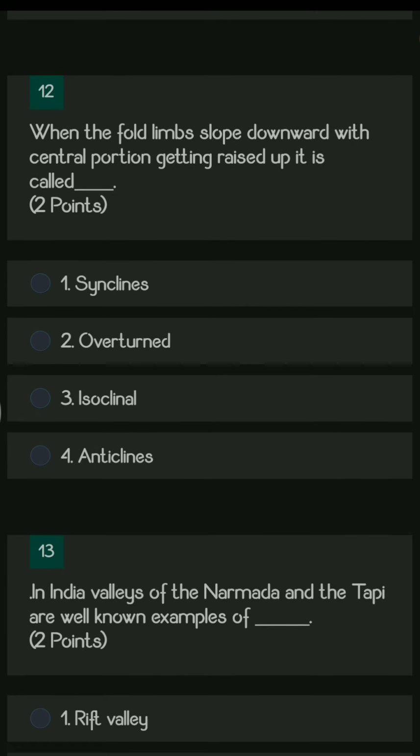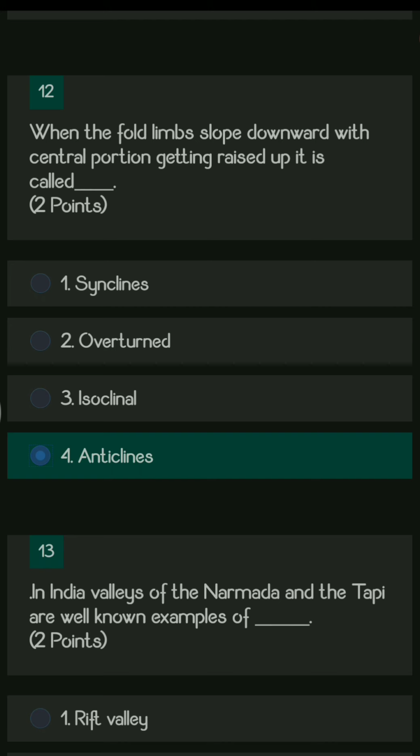Next question: when the fold limbs slope downwards with the central portion raised up, it is called dash. The options are synclines, overturned, isoclinal and anticlines. The right answer is anticline. Whenever there is a downward slope with the central portion elevated or raised up, we call it an anticline.